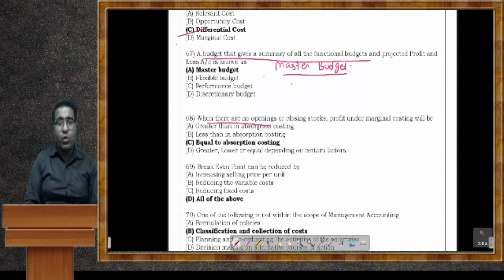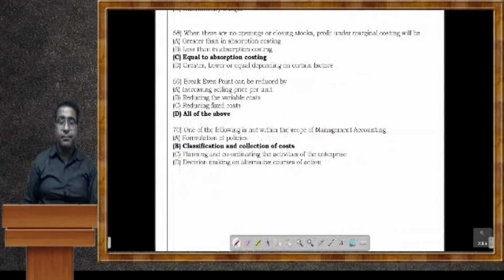When there is no opening and closing stock, profit under marginal costing will be, if there is no opening stock and no closing stock, then remember, marginal costing profit always equals absorption costing profit. So the right answer is C.